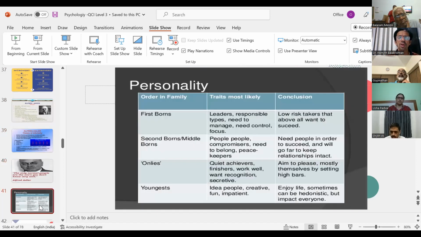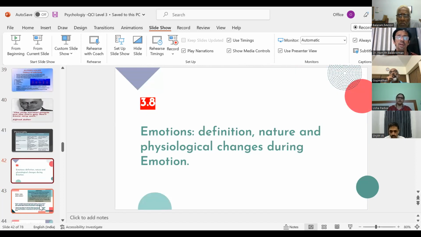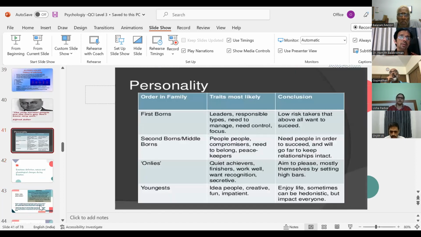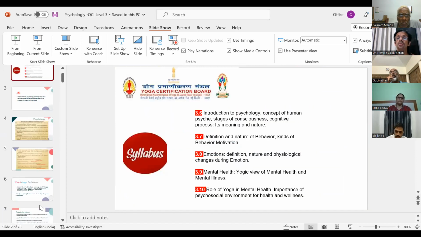Then we spoke about what traits are there, how the firstborn in the family, how each sibling performs, how each sibling will respond. These are all generic statements. Many a time you will be able to relate to them. That is why it is said psychology is an inexact science. There may be a lot of variation. Okay. So here we stop for today.